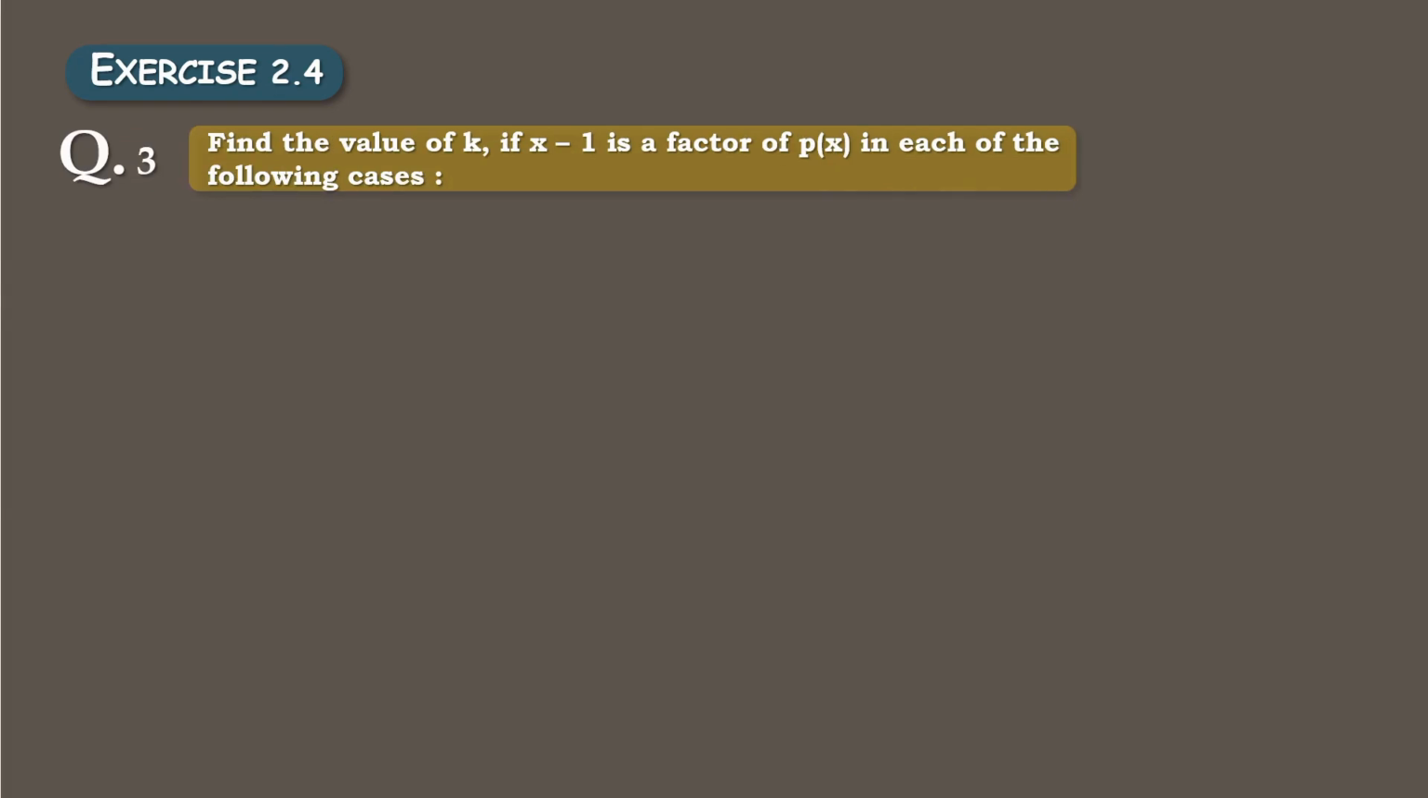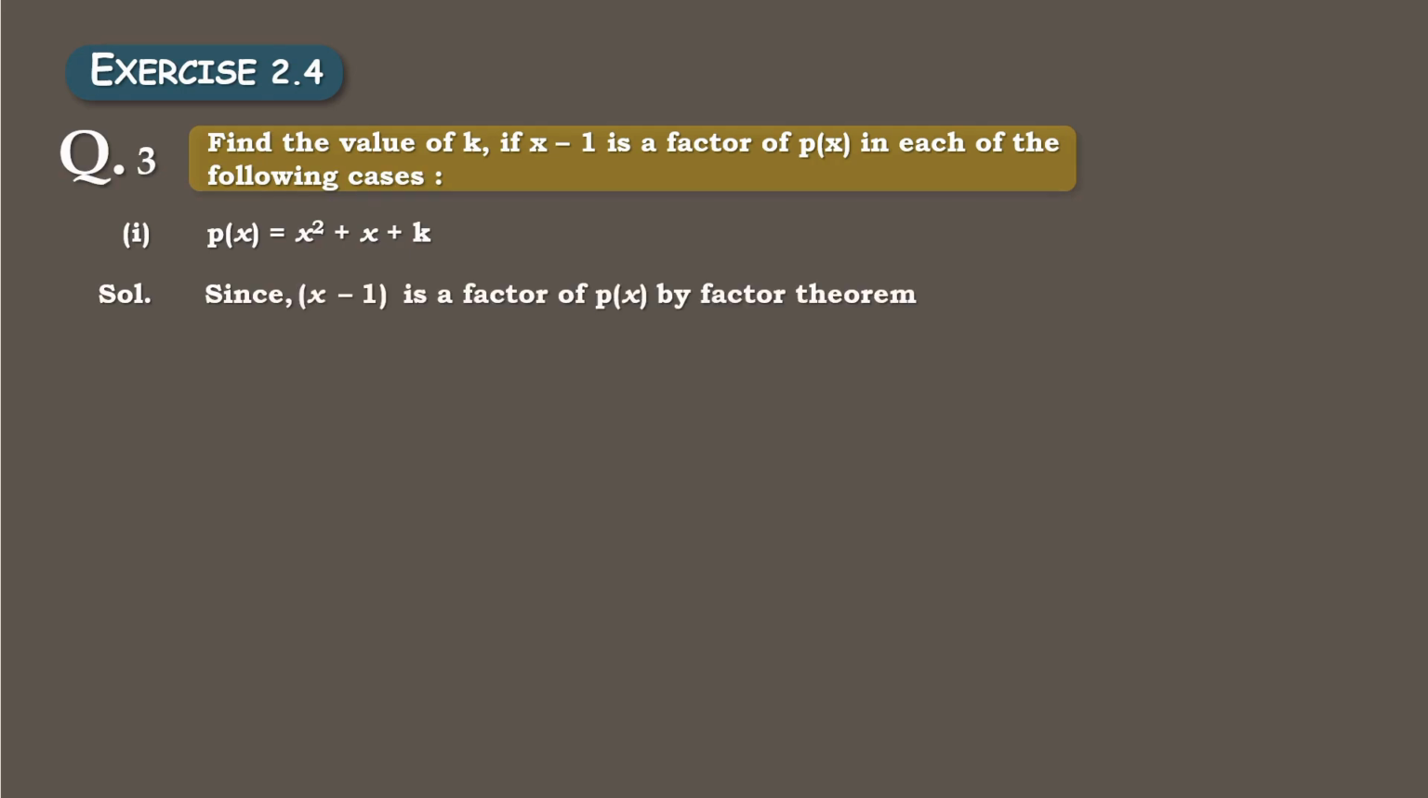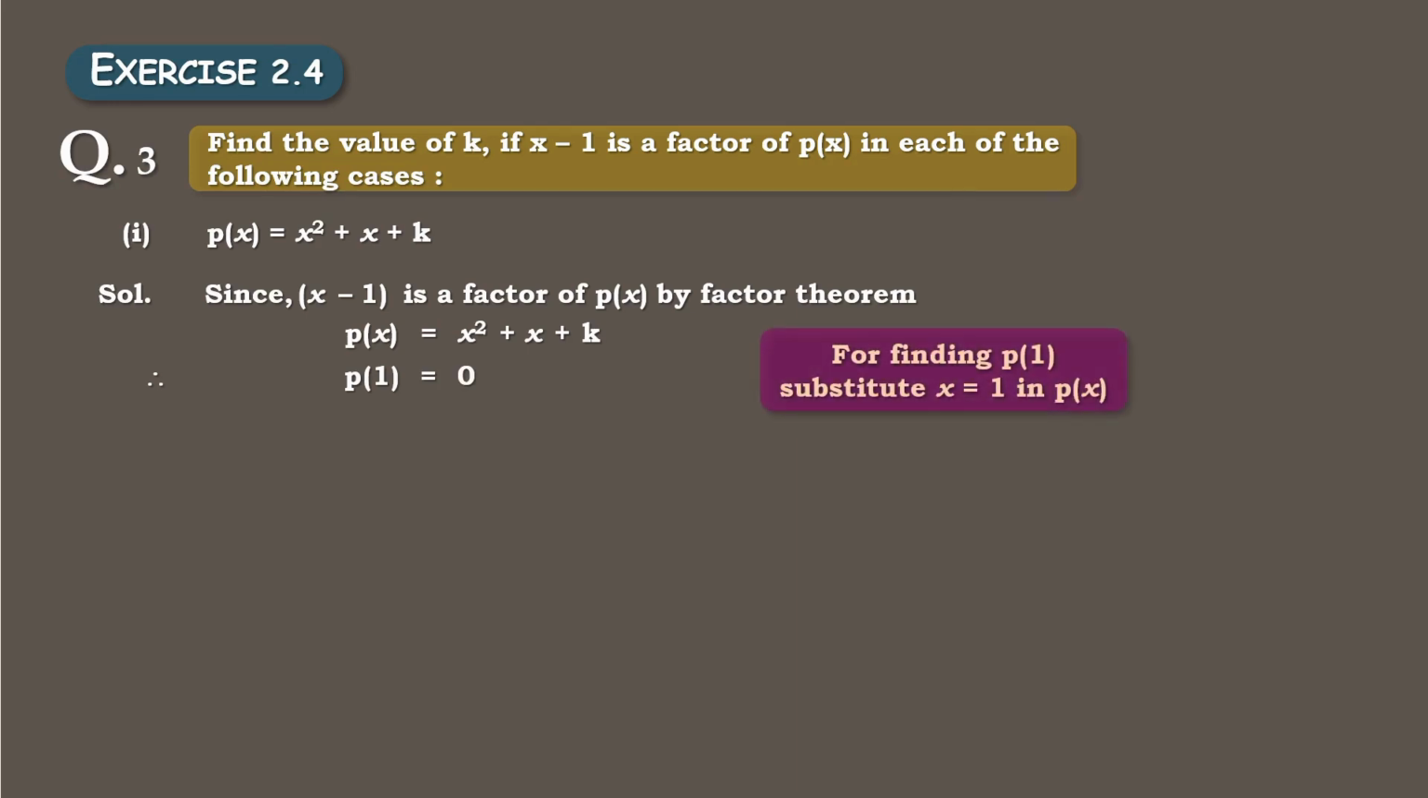Question 3, Part 1. The question asks us to find the value of k, given that x minus 1 is a factor of the polynomial p of x. The given polynomial is x squared plus x plus k. According to the factor theorem, if x minus 1 is a factor of p of x, then the value of the polynomial at x equal to 1 must be 0. So first, we substitute x equal to 1 in the polynomial p of x.